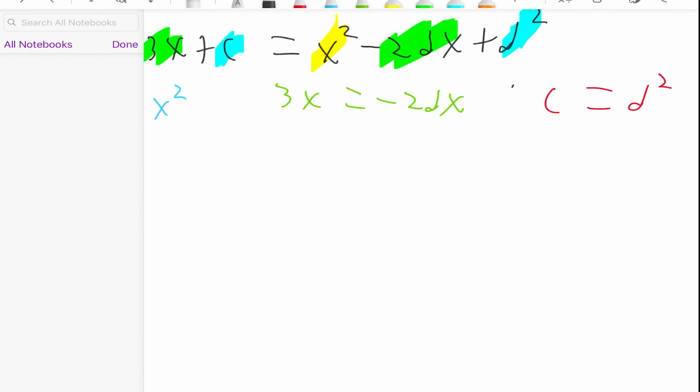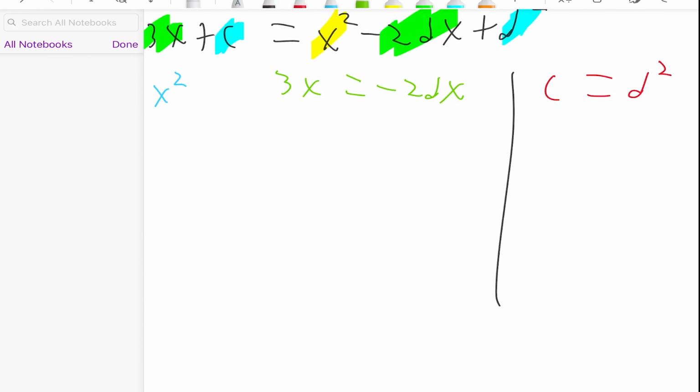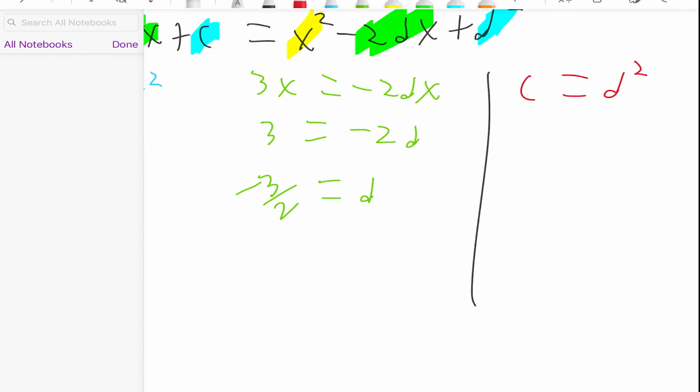And now we're going to do some basic maths. So now we're going to solve this by going divide by x, so you get 3 is equal to negative 2d, and then divide by negative 2 on both sides, and you get negative 3 over 2 is equal to d. That's what our d is. And now over here, because we already found our d just now, we can substitute that in to find c. So we can go c is equal to negative 3 over 2 all squared, and that's equal to 9 over 4.